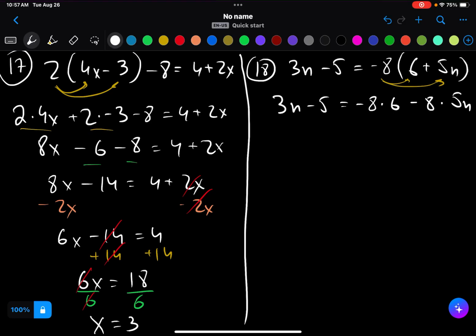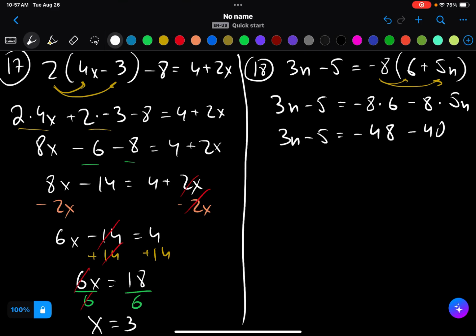Let's do our two multiplications. Nothing changes on the left side of the equal sign. Negative 8 times 6, that's going to be a negative 48. Negative 8 times 5n, that's going to be a negative 40n.